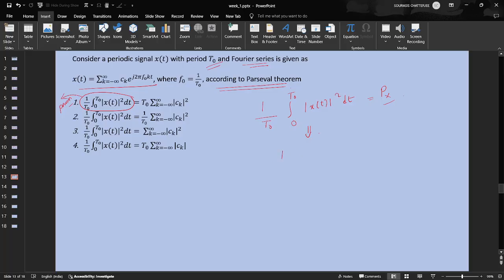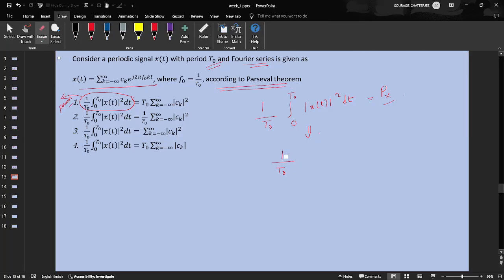So it can be written as 1 over T naught. Let me not consider the constant parts as of now. Let's focus on the integral part first. The integral runs from 0 to T naught, and the absolute value of x(t) squared is nothing but x(t) times the complex conjugate of it, dt. So this is nothing but this, and this can be extended as 0 to T naught.